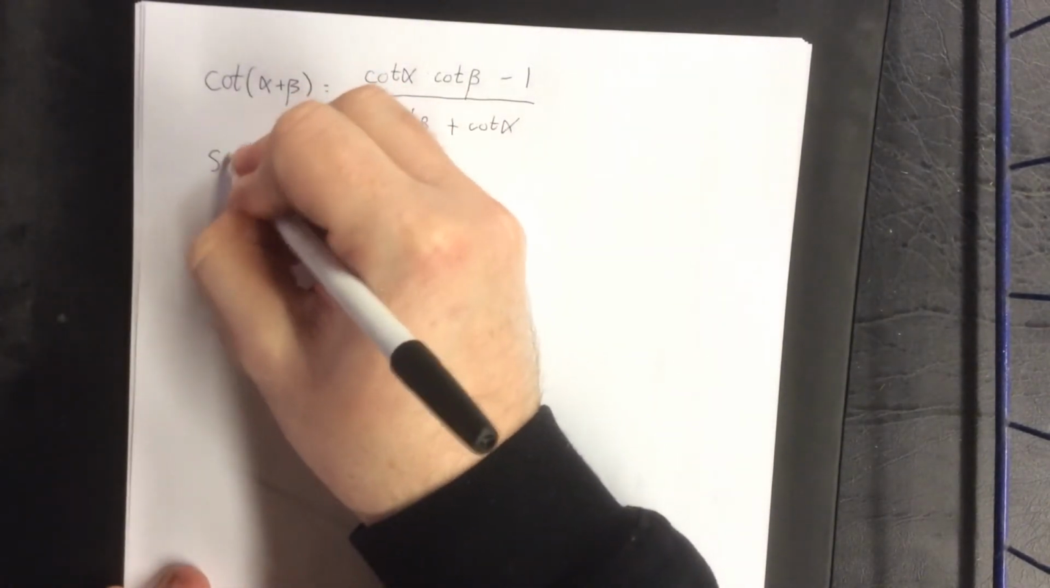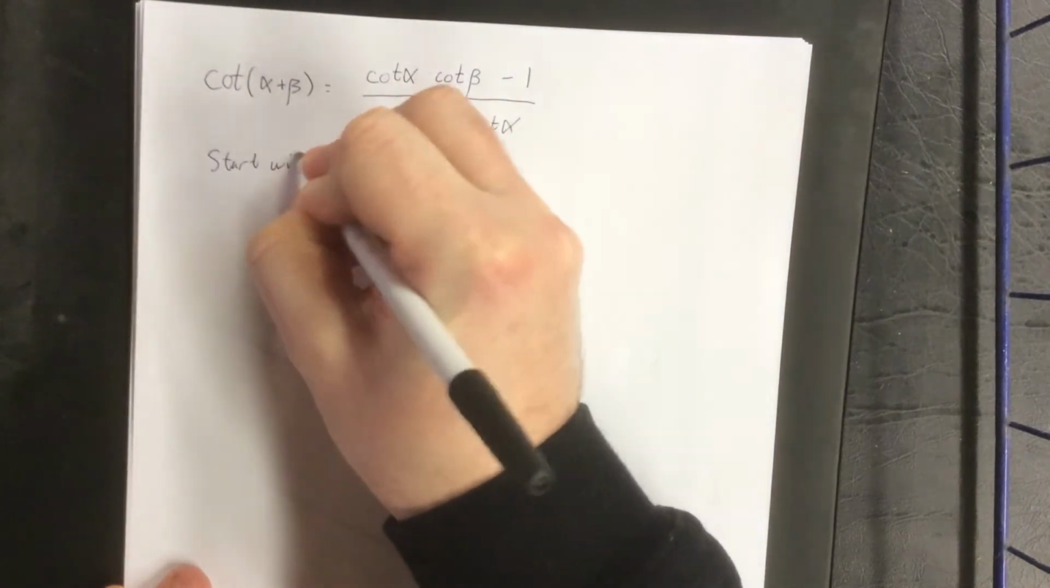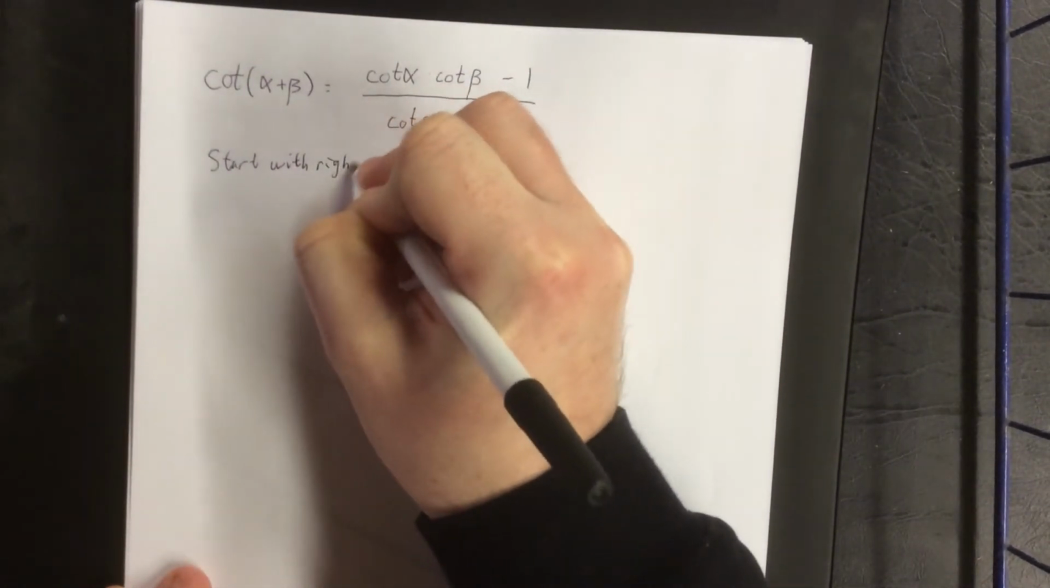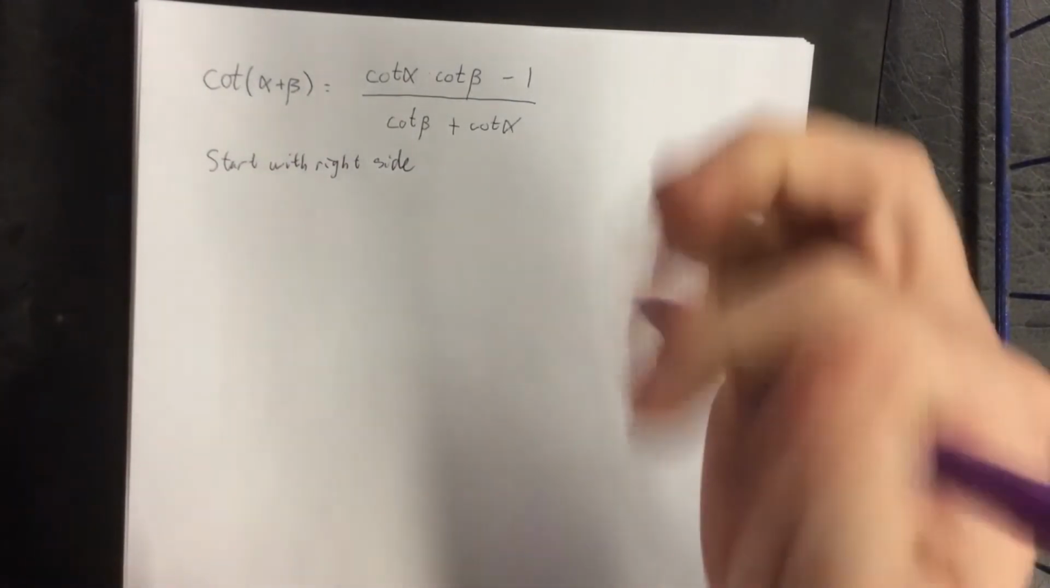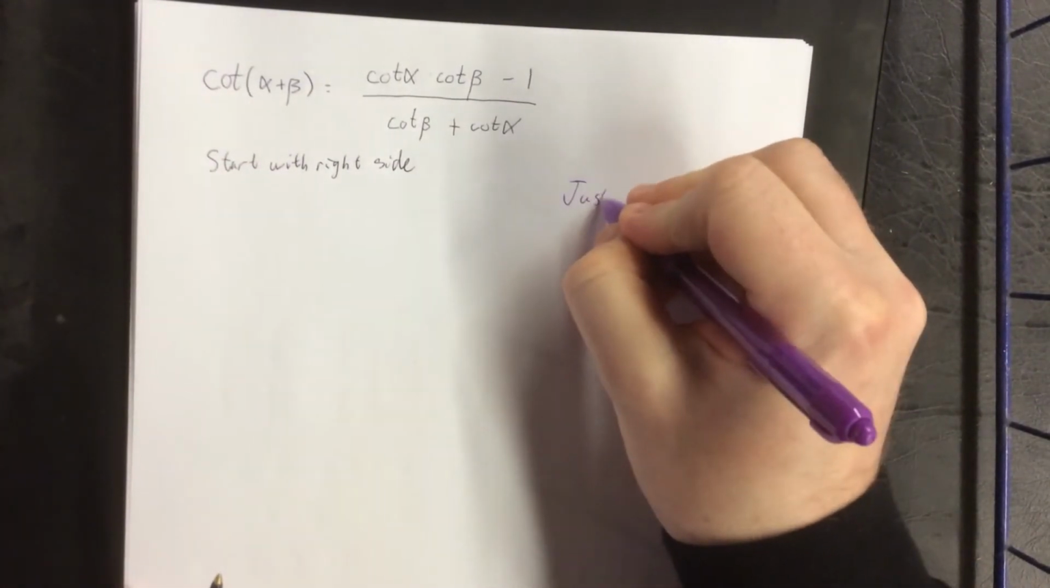Let's try another. Next one I'd like to try out. The cotangent of alpha plus beta is equal to the cotangent of alpha times the cotangent of beta minus 1, all over the cotangent of beta plus the cotangent of alpha. Now with that in mind, I'd like to start this one basically the same way as what we did for the last one. I'm going to start with the right side, and then I will include justifications in purple.